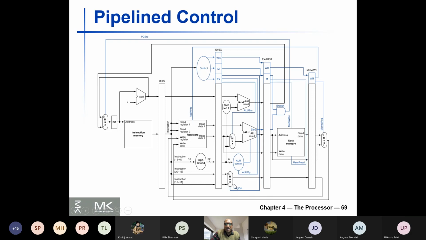This multiplexer can be over here, or it can be over here also. It's a trade-off. If you keep the multiplexer over here, then at least this pipeline register need not store these 10 bits. It can store only 5 bits if you keep this multiplexer over here.